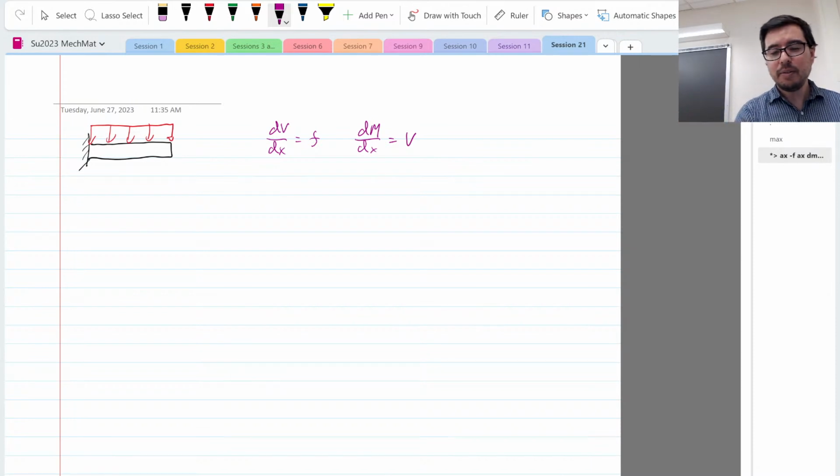So here, what are we going to do? Well, first we're going to do, you always want to do external equilibrium first, for both techniques. So external equilibrium first.